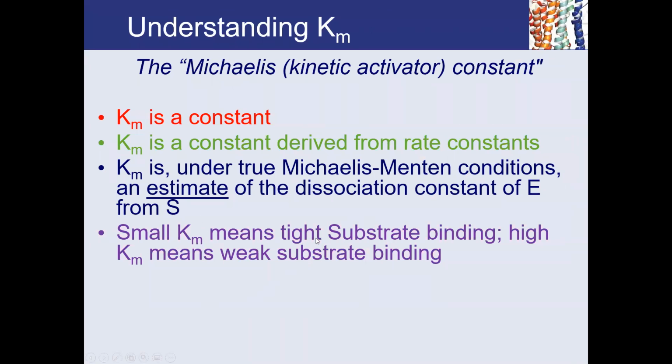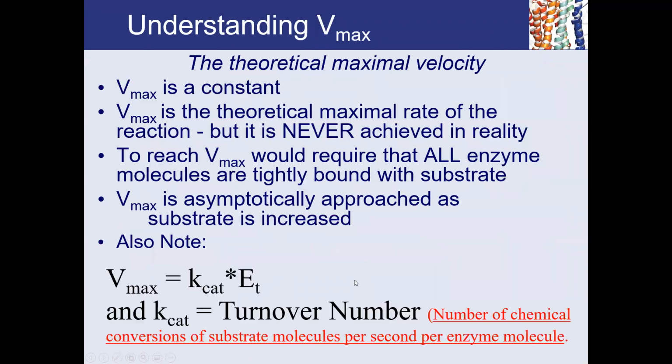Smaller Km means tight substrate binding, higher Km means weaker substrate binding. What about Vmax? Vmax is also a constant, right? It's made up of two factors: enzyme concentration, which is the total concentration of enzyme that you have used, and Kcat, which sometimes can be K2, as I said. But Kcat, if you want to define it, you can divide Vmax by Et, that becomes Kcat, right? And Kcat is known as what we call the turnover number.